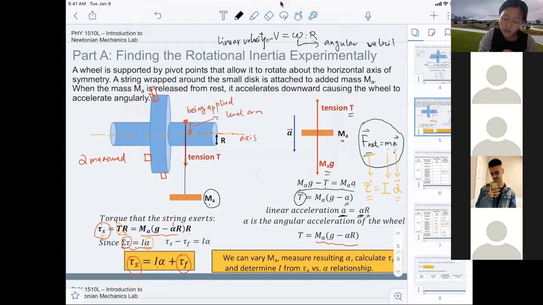So I'm showing how you relate a linear quantity to an angular quantity: it's simply by multiplying by the radius. That's just like how we relate the linear acceleration to an angular acceleration. We multiply it by the radius.